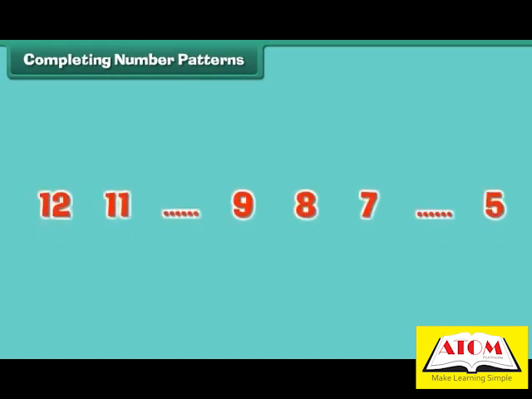Completing number patterns. Look at this number pattern. There are 2 numbers missing in the pattern. We can fill them if we understand how the pattern has been created. It is clear that in this pattern, numbers decrease by one at a time.